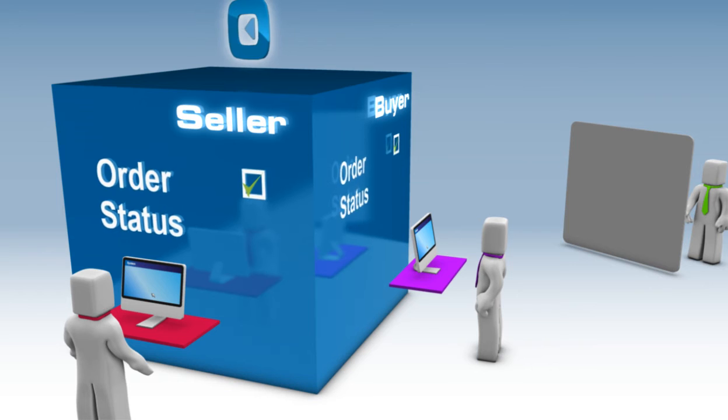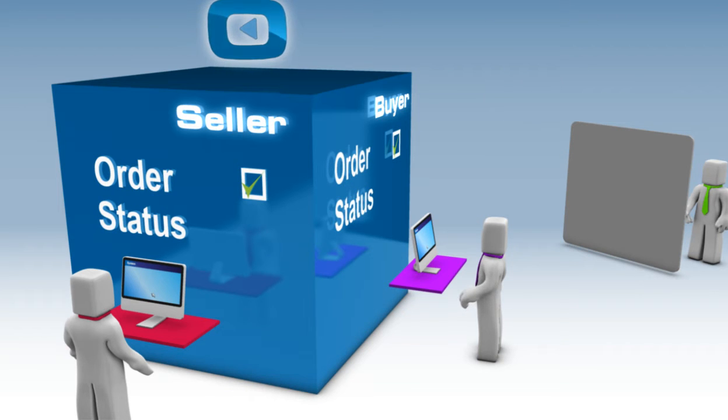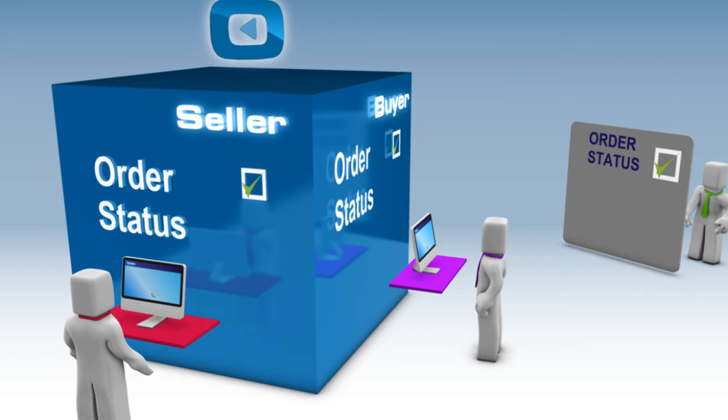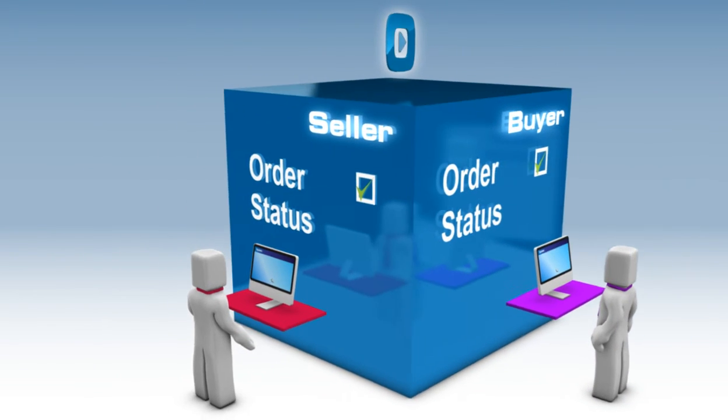In the event that something changes in the order status on the seller's side, the seller will automatically send an order status update to the buyer's system. Therefore, the buyer can update his customer with all the information at their fingertips. The result is that all parties are readily informed with up-to-date information.